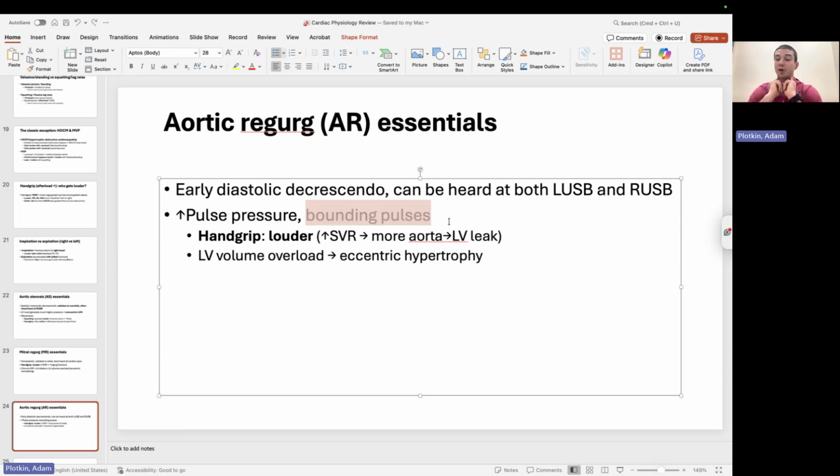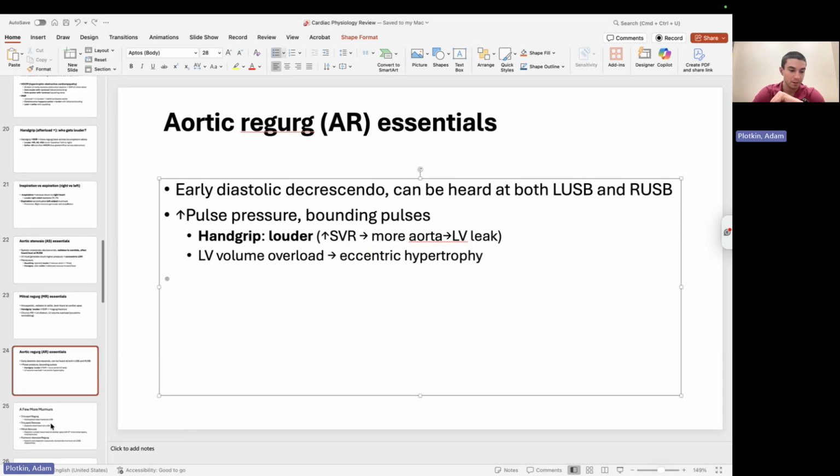Bounding carotid pulses are called Corrigan's pulse. You could see head bob, like water hammer pulse, where their head literally bobs with systole because it's such a strong contraction. You can see Quincke's pulse in their fingernails, where you actually see their pulse in their fingernails, right? Those are all signs of potentially aortic regurg. Like all regurgitant murmurs, hand grip makes it louder. The left ventricular volume overload can lead to eccentric hypertrophy.